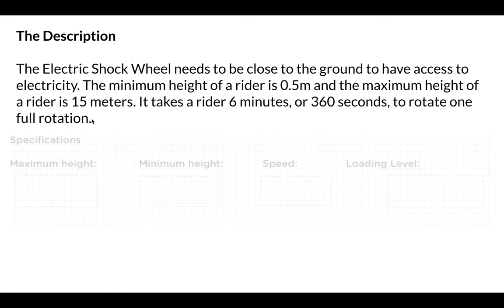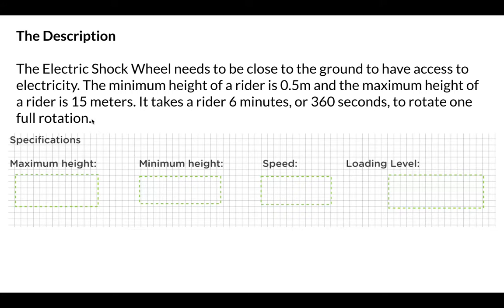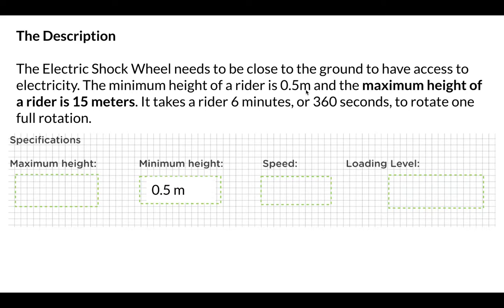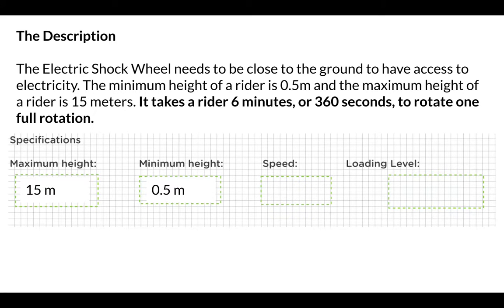Now, the first thing I want to do is get some of my specifications figured out. I want to find my max height, my minimum height, the speed, and the loading level. A lot of these things come straight from the description. The minimum height of the rider is 0.5. That can go right under the minimum height. The maximum height of a rider is 15 meters. That can go right under the maximum height. And it takes 6 minutes or 360 seconds to rotate one full rotation. That's our speed, 360 seconds.